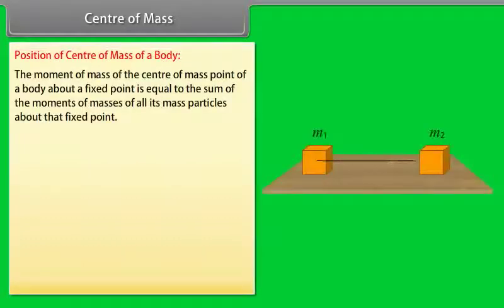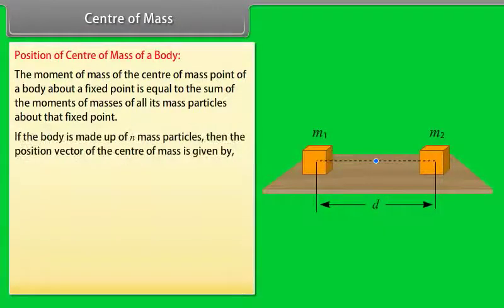The moment of mass of the center of mass point of a body about a fixed point is equal to the sum of the moments of masses of all its mass particles about that fixed point. If the body is made up of n mass particles, then the position vector of the center of mass is given by r vector is equal to m1 r1 vector plus m2 r2 vector plus so on till mn rn vector by m1 plus m2 plus so on till mn.